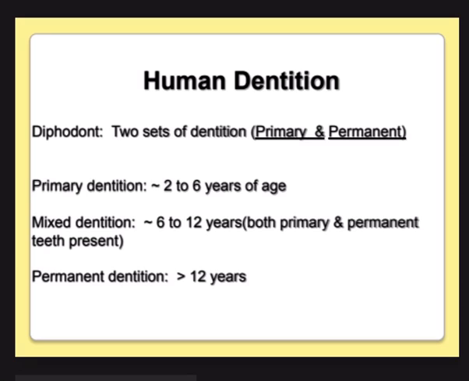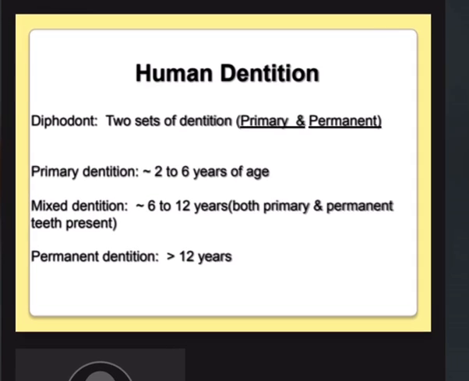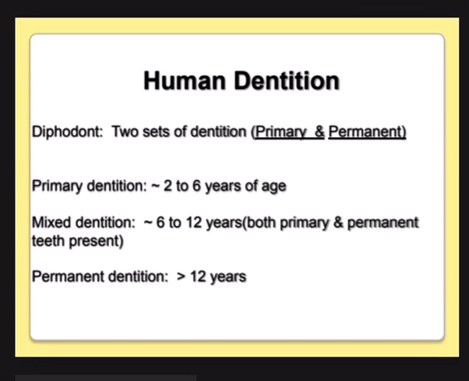We humans are diphyodont, we have two sets of dentition. As you will be aware, we have the primary teeth as well as the permanent teeth. Any organism which has two sets of dentition is called diphyodont. There are other organisms which have only one set of teeth throughout their lifetime, like the blue whale, beluga whale, whale species. They are called monodont or monophyodont.